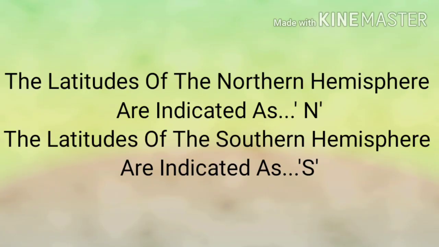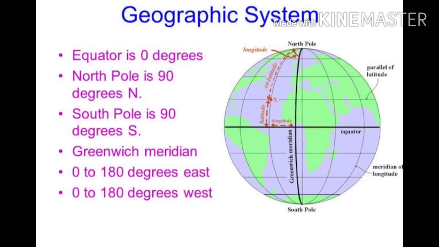Lines of latitude are labeled in degrees. The latitudes of the northern hemisphere are indicated as N. The latitudes of the southern hemisphere are indicated as S. The latitude of the North Pole is 90 degrees and the South Pole is 90 degrees. The equator is the 0 degree latitude.